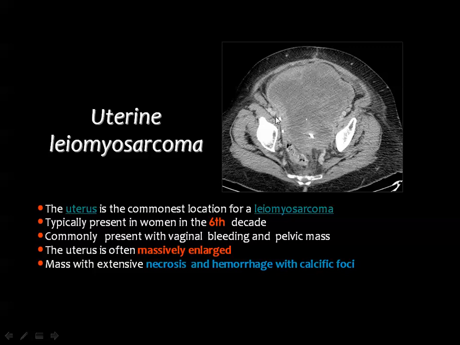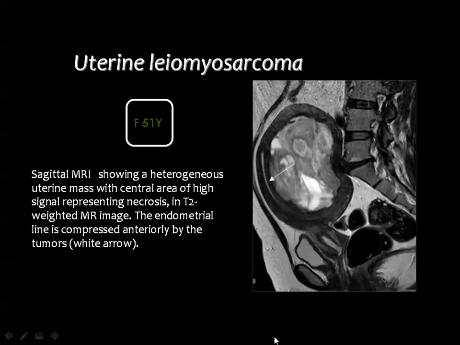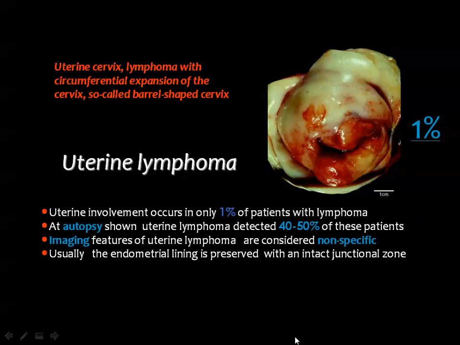And you can see here, this is the uterus, which is infiltrated by leiomyosarcoma. Leiomyosarcoma in the uterus is considered the most common leiomyosarcoma all over the body. And this is another example. And this is the third example of leiomyosarcoma of the uterine wall, significantly encroaching on the uterine cavity.